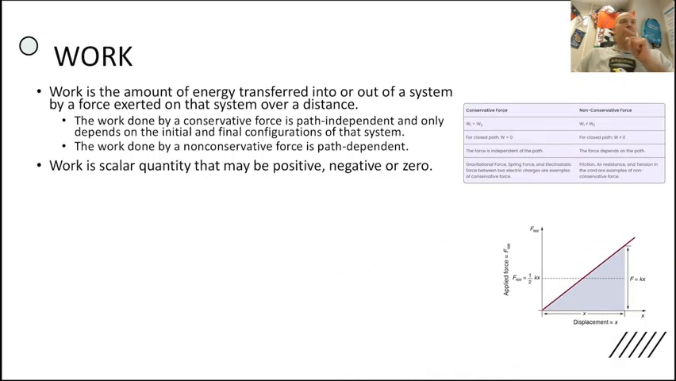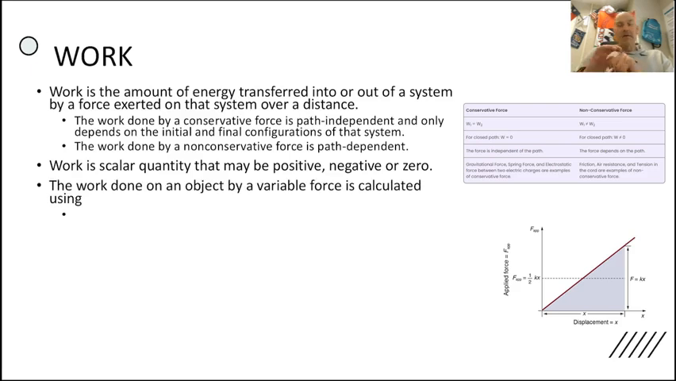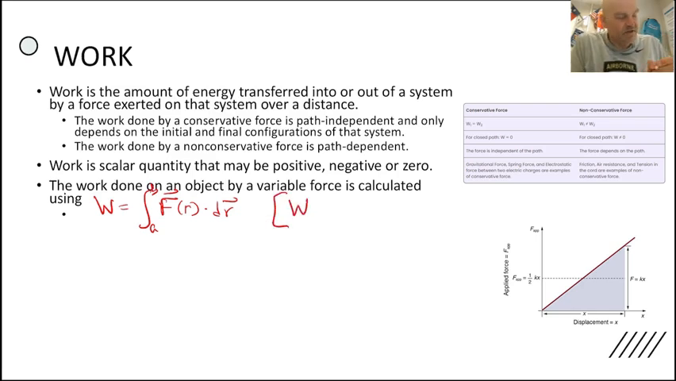Work, much like energy, is a scalar quantity, but it could be positive, negative, or 0. Remember, it's going to be dependent on how that force is acting. The work done on an object by a variable force is calculated as such: the work is the integral from a to b of F of r dot dr. That's for a variable force. If the force is constant, it's just the old classic F d cosine theta equation.